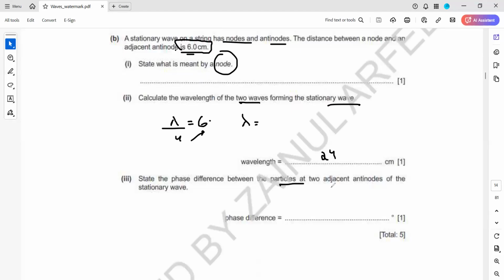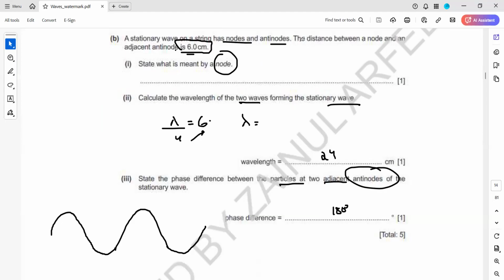State the phase difference between the particles of two adjacent antinodes. As I mentioned, remember this: what is the phase difference between adjacent antinodes? The phase difference between them is 180 degrees. So 180 degrees is always the phase difference in a stationary wave. Like we have this antinode and this antinode. If this group of particles moves down, this group of particles will move up. So they're always 180 out of phase because the directions are opposite.